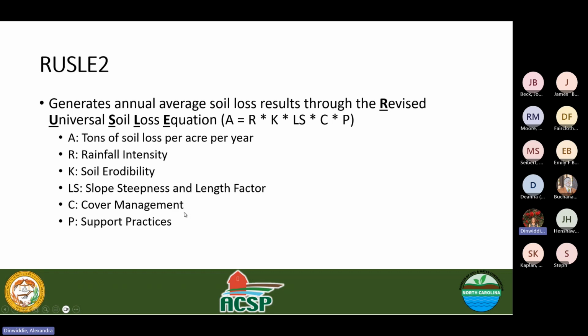But where the conservation programs come into factoring in within this equation is the C factor, which is cover management. So you know, high residue, minimum residue, those sorts of things. And then support practices, sediment basins, other things like that, that will interrupt the flow, interrupt sheet flow through, that's calculated as part of that.